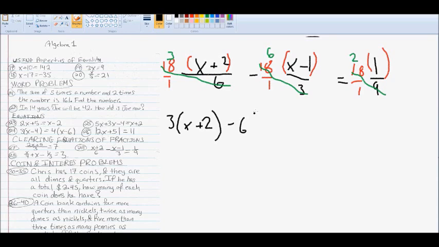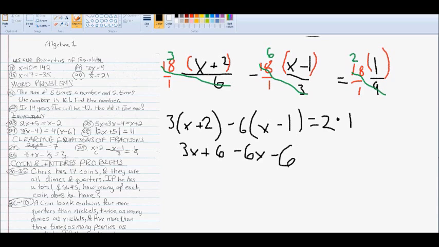Now we can rewrite the problem. So we have 3 times x plus 2, minus 6 times x minus 1 equals 2 times 1. Solve it. We get, using the distribution property, 3 times x is 3x, 3 times 2 is 6, minus 6 times x is 6x, 6 times negative 1 is negative 6 still, equals 2 times 1, which is 2.